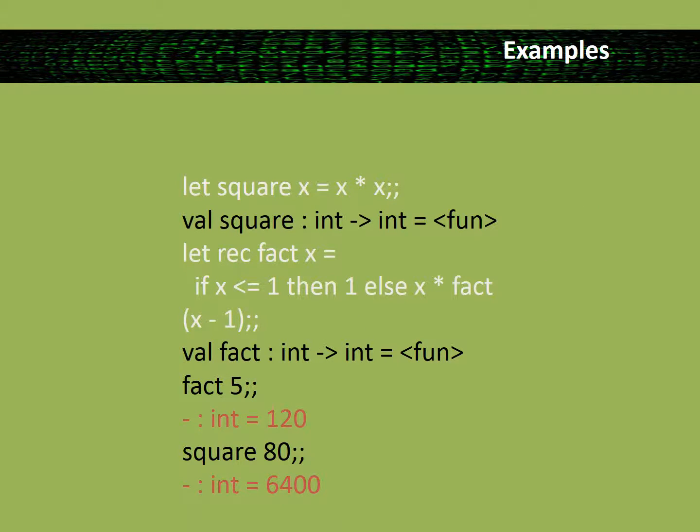Now I will show some examples of how to use the Caml programming language. The first example, I will show two functions, the square and the factorial. You use the keyword let to declare the variables. You can see let square and let rec factorial function. The keyword val shows that it's an integer and it's part of the function. So for example, if you put in fact 5, it will come back with an integer of 120. And if you put in the square of 80, it comes back with an integer of 6400.